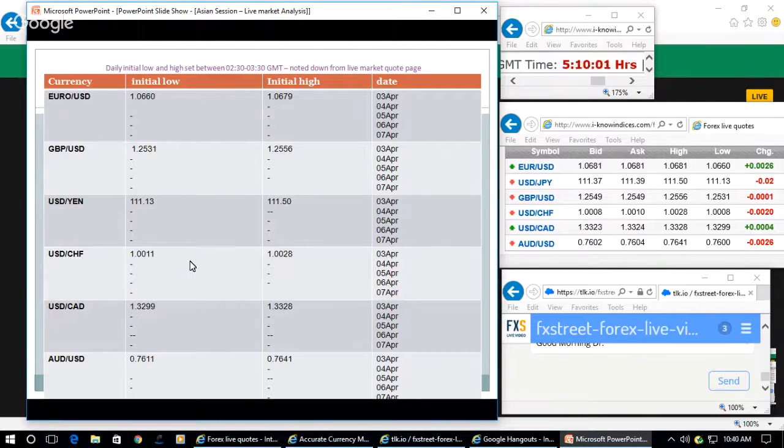1.0011 is the low. They just breached, came down to 1.0008 and holding there. High is 1.0028. So they are likely to come down a little bit and hold before making a rise. Then Canadian dollar, 1.3299 is the low, 1.3328 is the high. They have not breached the low or the high.